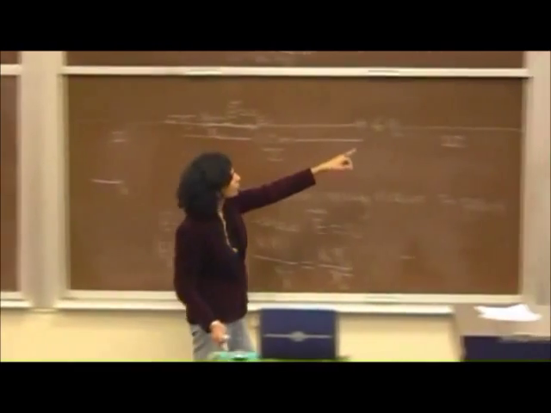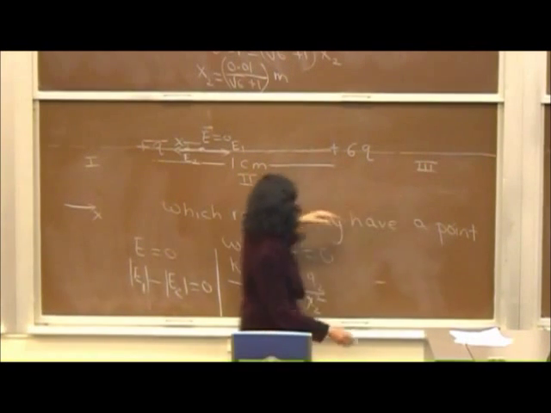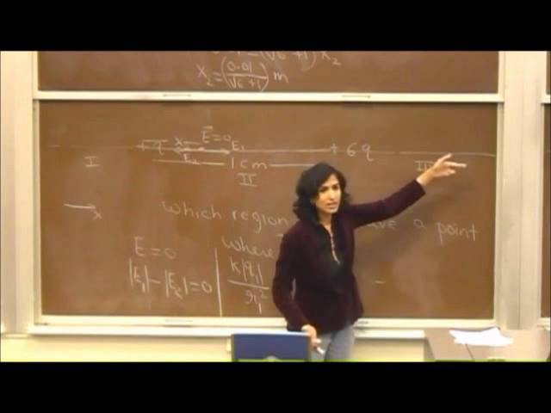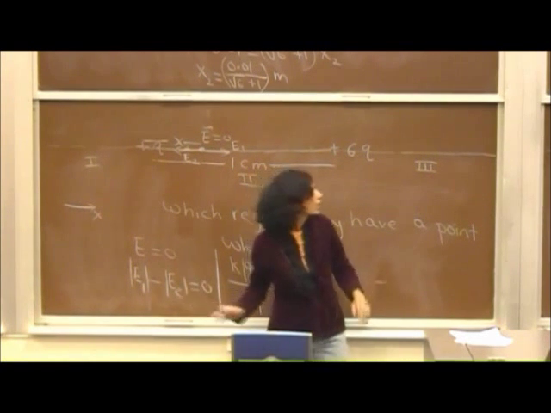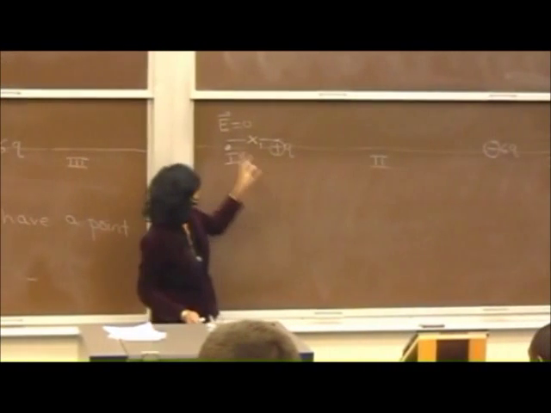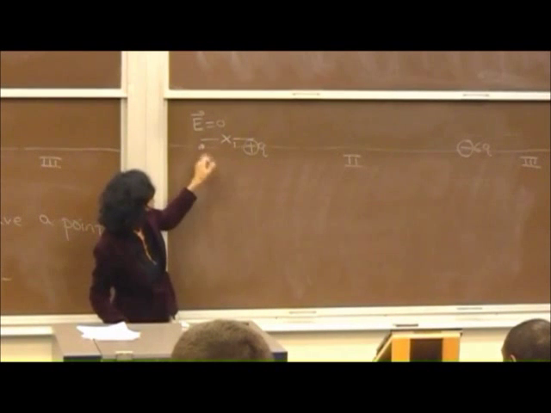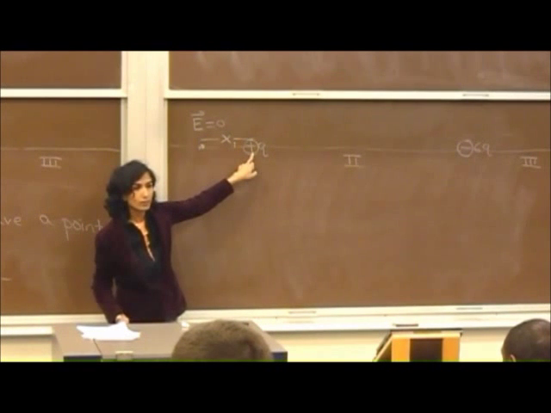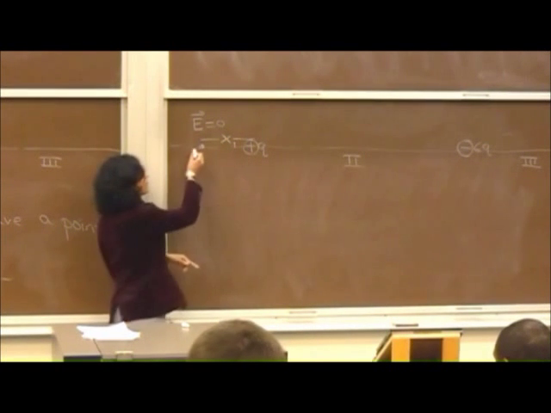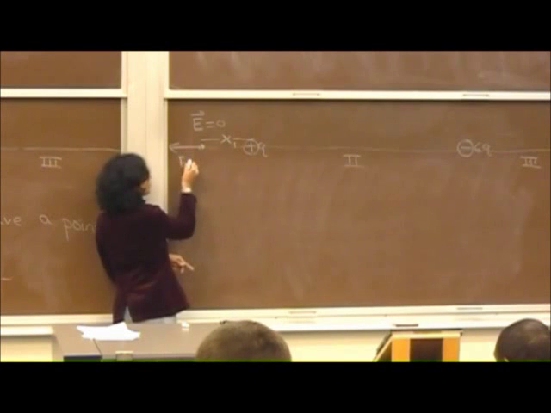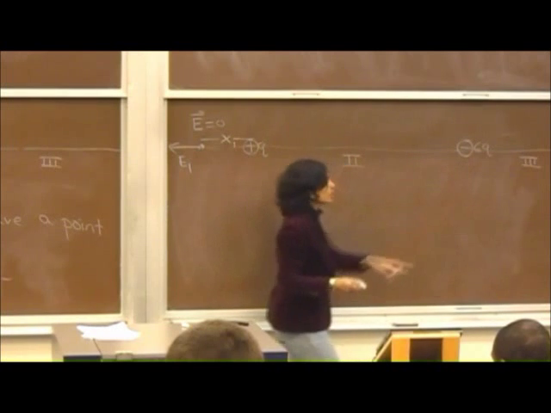What about in this region? Same problem. The electric field due to the positive charge here will be away from it. Due to this positive charge, it will be away from it. Both vectors point in the same direction. They cannot cancel. Right? In this case, what about this point? Let's think about it. Which way is the electric field at this point due to this charge? It's a positive charge, so the electric field here must be away from it. So let's give it a name, E1. What about the electric field at this point due to this charge? Towards it.